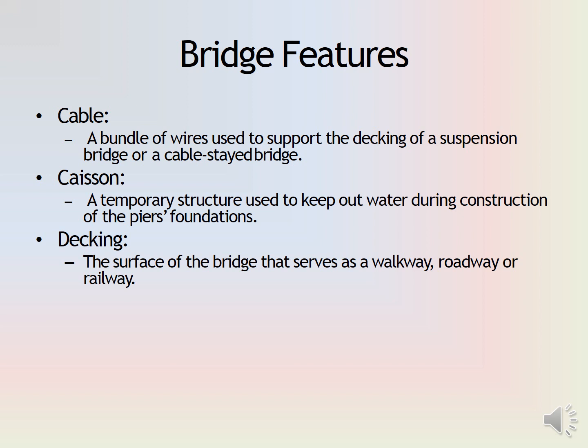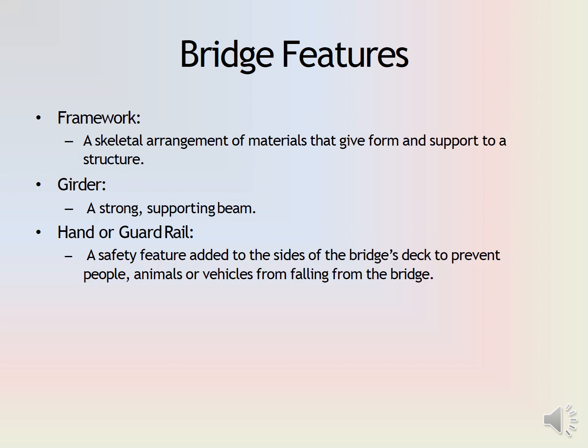Caisson, a temporary structure used to keep out water during construction of the pier's foundation. Decking, the surface of the bridge that serves as a walkway, roadway or railway. Framework, a skeletal arrangement of materials that give form and support to a structure. Girder, a strong supporting beam.